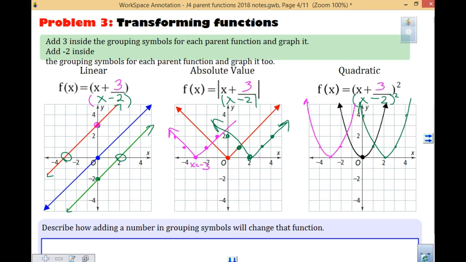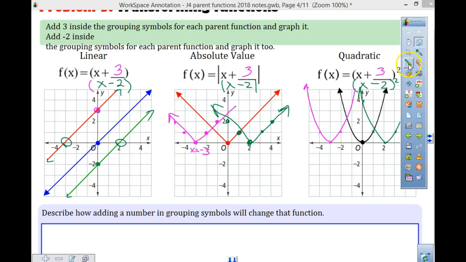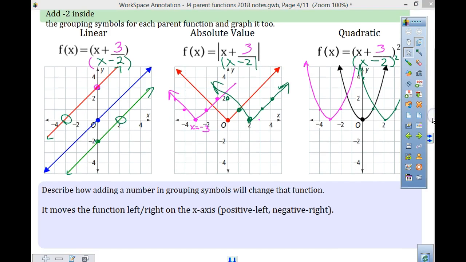So thinking about that, whereas the last time, when we had it outside the parenthesis, it moved it up and down, now when it's in the parenthesis, it's moving it left and right. It's going to move it to the left or to the right. And you have to be really careful for this last part. When we are looking at which way it is going to move, positive moves to the left, negative to the right. It's the opposite of what we might think, okay?